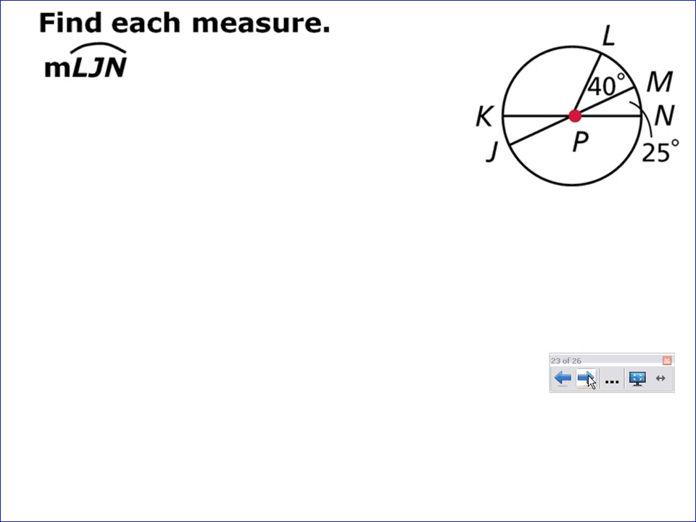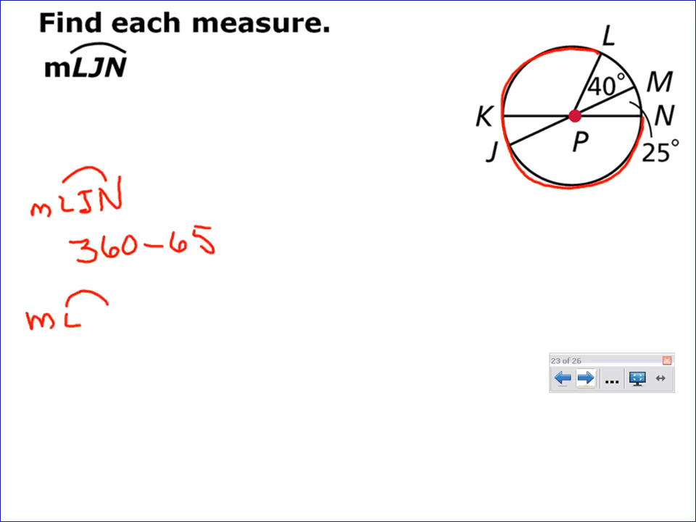Okay, next one. Find the measure of arc LJN. So here's L through J to N. Well, I don't know any of those angle measures or arc measures, but I do see that the two central angles there for LPM and MPN are 40 and 25. So I know that LJN has to be equal to 360 minus 65. So the measure of LJN is 295 degrees.